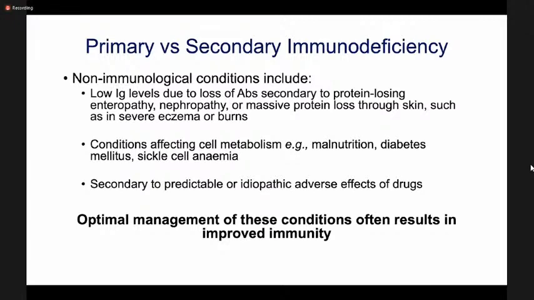And then, of course, in the medical history, you're thinking about things like drugs or treatments, which could cause immunodeficiency predictably. For example, a drug that causes bone marrow suppression, or it could just be an idiopathic adverse effect of the drug. So for the secondary immunodeficiencies, once you identify the cause, optimal management of the underlying condition usually would result in the immunity reverting back to normal.